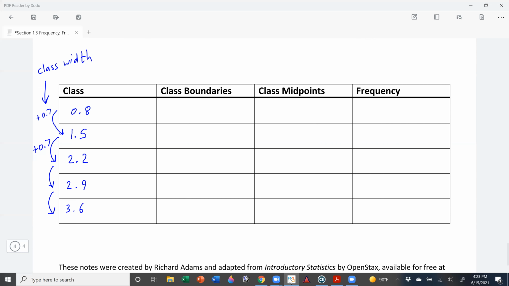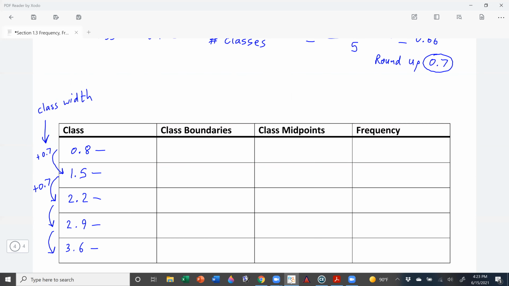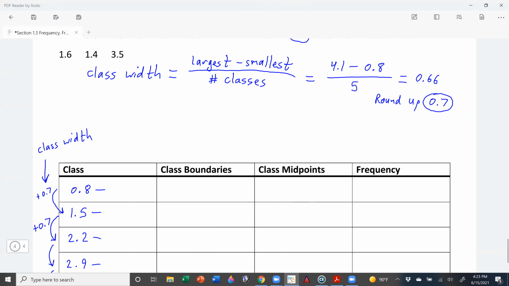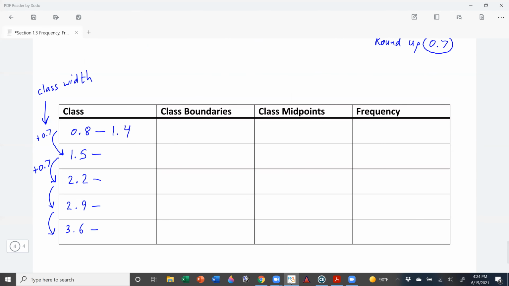Okay, and now I use a little dash here to indicate that these are going to go from these lower limits up until some upper limits. A good way to think about it is, you go from this 0.8 right up until we get to the 1.5. So going to the same number of decimal places as the data, we would have to stop at 1.4, right before I get to 1.5. Then you can still use that same strategy. 1.5 would have to go right before we get to the next one, so I know it's going to go to 2.1.